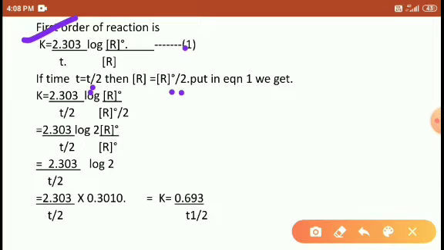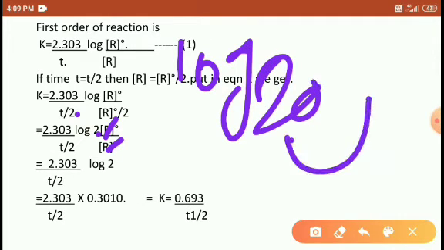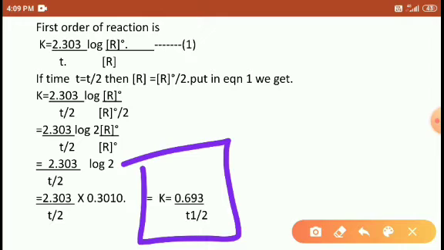Then we get k is equal to 2.303 by t half, log R naught by R naught by 2. Moving to the denominator, R naught gets cancelled. Then we get log 2. The log 2 value, in the log table you have to go for log 20, students, in the 0th column. Then you get the answer 0.3010.